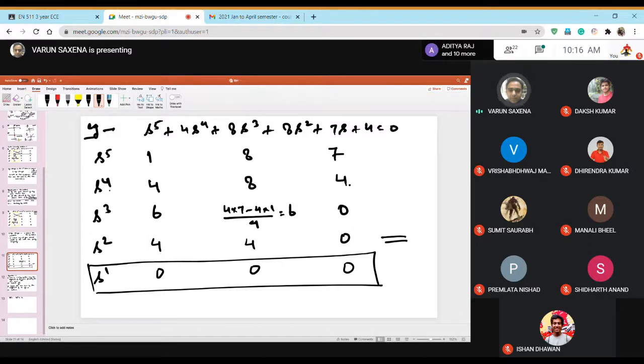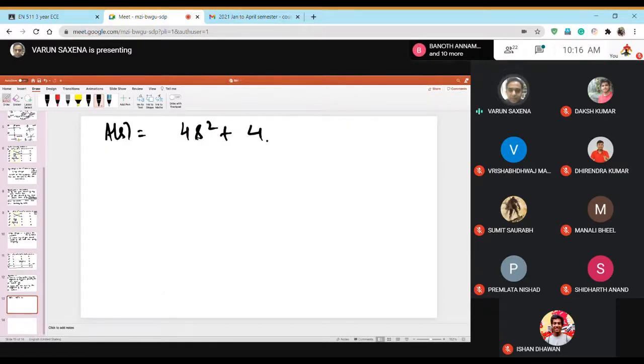Anyways, but suppose this row was 0, then we would have made the auxiliary equation using this row. Then it would have been 4S^4 plus 8S squared plus 4. That is what it would have been. Okay, anyways, so this is 4S squared plus 4. Then next we evaluate dA by dS. That comes out to be 8S. Then we put dA by dS, which is 8S, equals 0.